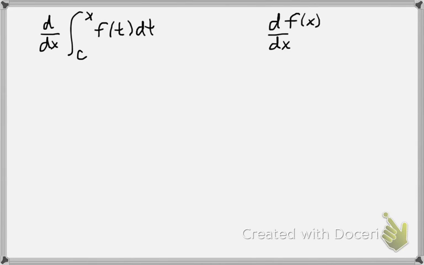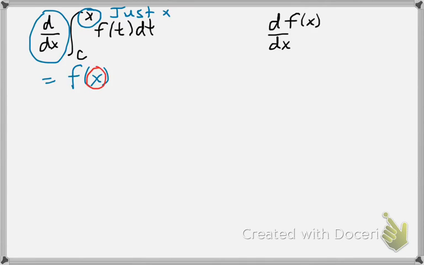And so what it says is if you take the d dx of the integral from c to x of f of t dt, if you know your fundamental theorem of calculus well, you should know that that is the lowercase f of x. So if that upper limit is just x, then this is going to be just x.